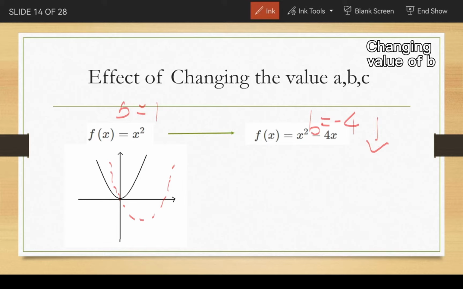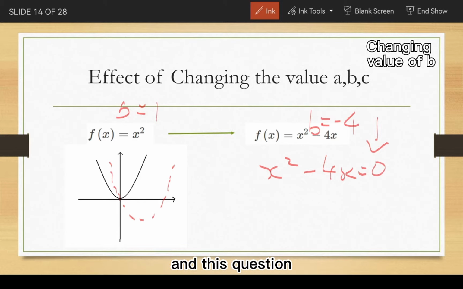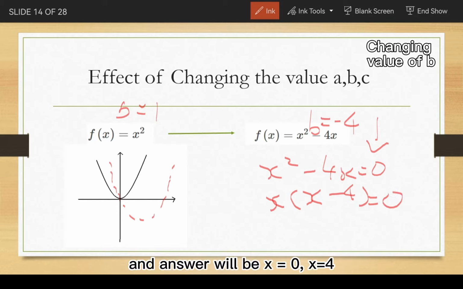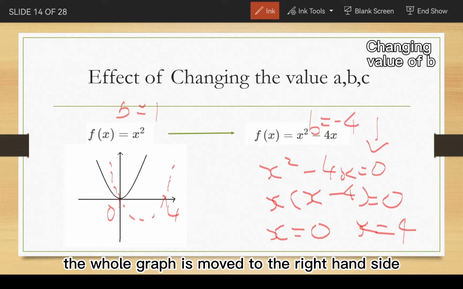So next question, which is x squared minus 4x equals 0. And this question is like the previous question. x times x minus 4 equals 0. And the answer will be x equals 0 or x equals 4, so this is 4 and this will be 0. That's why the whole graph will move to the right hand side.